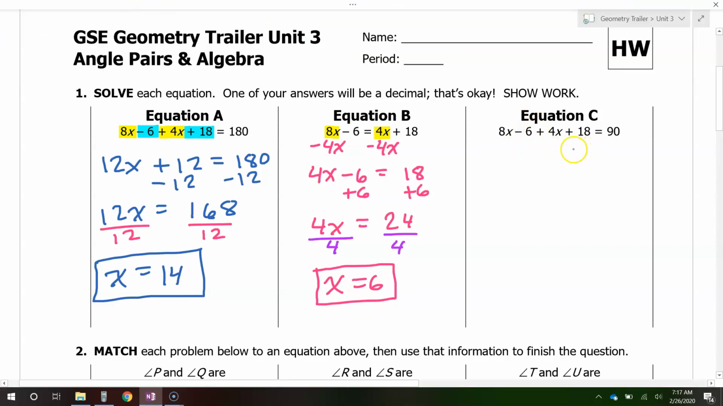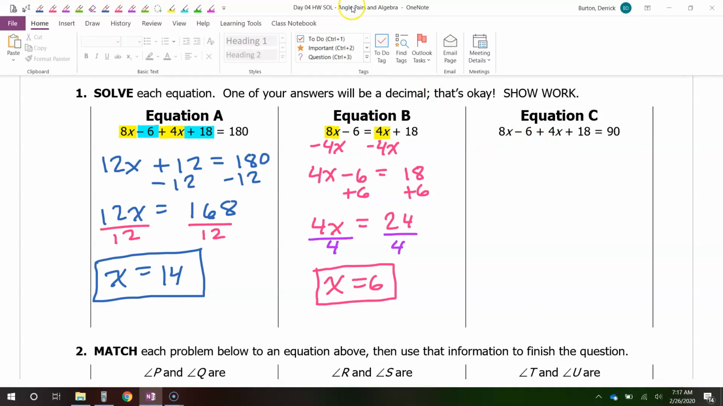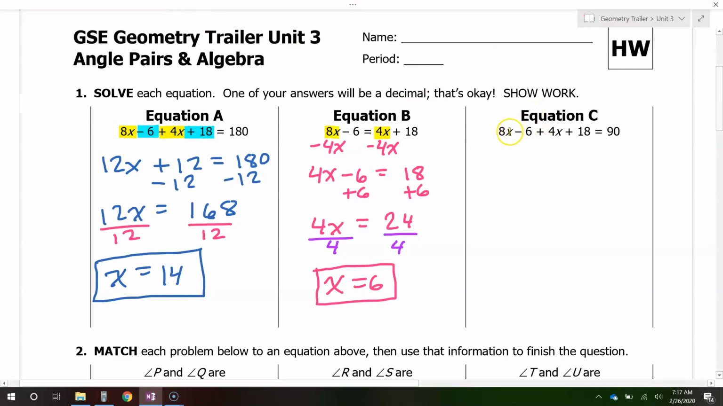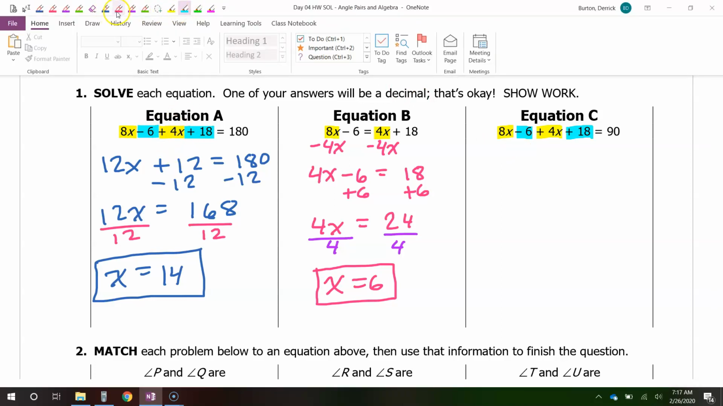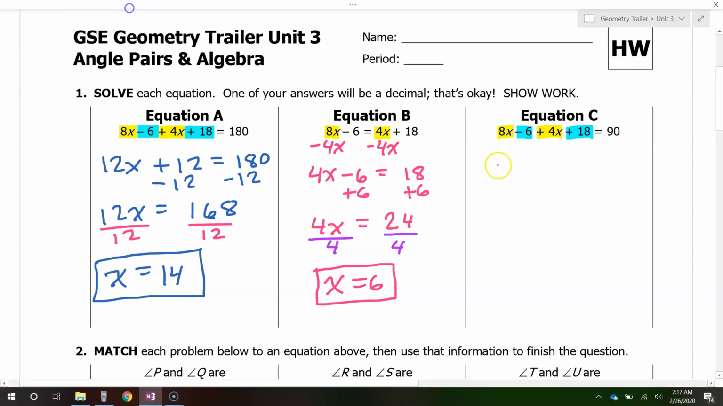Okay. Look at equation C. Look for your like terms. Are they on the same side of the equation? So I see I've got 8x and I've got plus 4x. These are on the same side of the equation. I'm just going to combine like terms. The negative 6 and the positive 18, same side of the equation, just like equation A. So I'm just going to be combining like terms right now. So just like I got when I did it over here, I'm going to get 12x plus 12. Of course, over on this side, I have 90 this time.